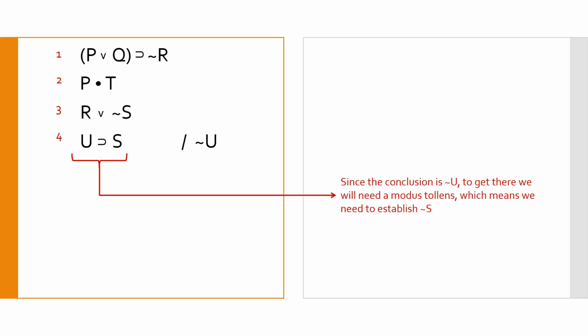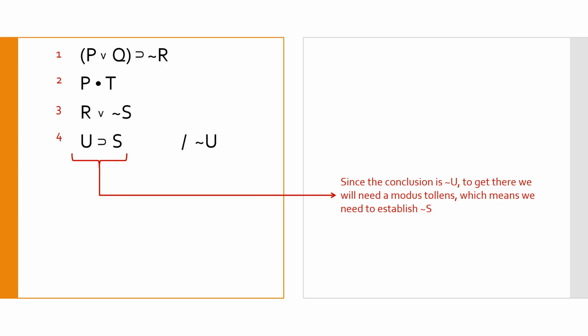Now remember, a good and smart starting point here is to go see if you can find your conclusion somewhere in your various premises. And in this case, since the conclusion is not U, and we find U, that term in line 4, which is a conditional statement, we discover pretty quickly here that what we're going to have to do is use a modus tollens to get there.